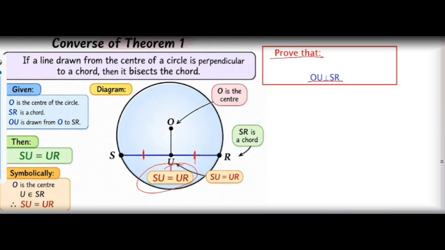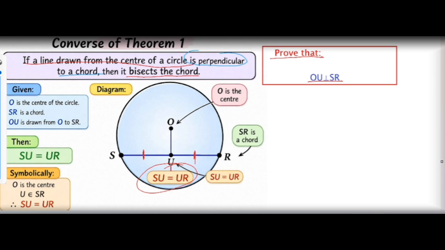So basically, from converse 1, we're only given that a line is drawn from the center of a circle, and this line bisects the chord. We are required to prove that this line drawn from the center of the circle is perpendicular to the chord. So that's all we're required to prove, that OU is perpendicular to SR. So let's get into that.